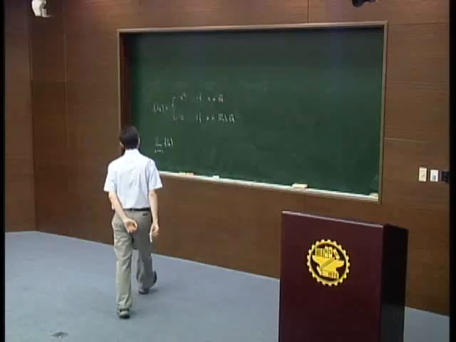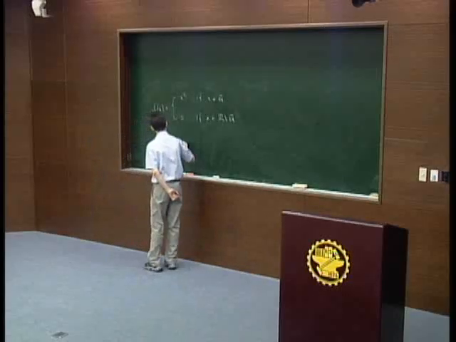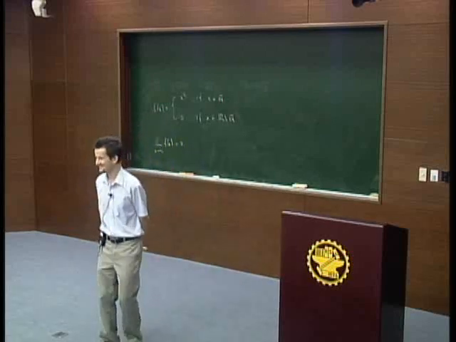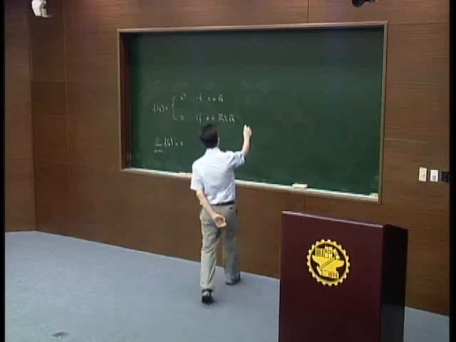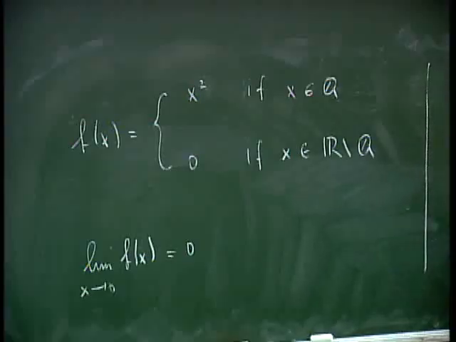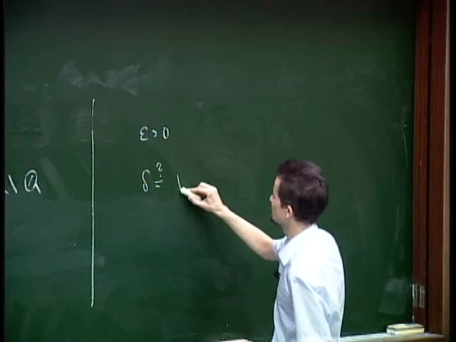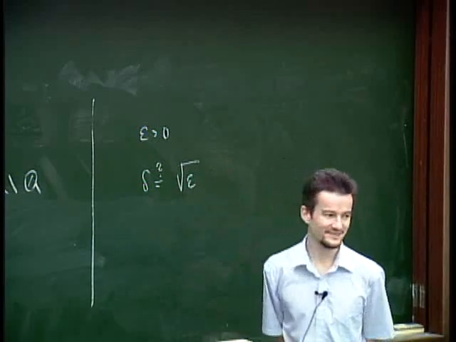0. Who can prove it? By proving, I mean I give you an epsilon. What is the delta? Right, yeah. Square root of epsilon.